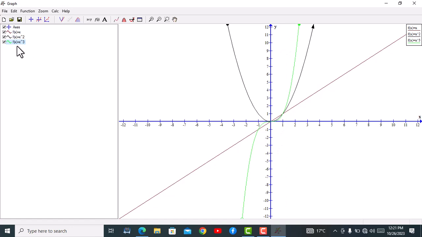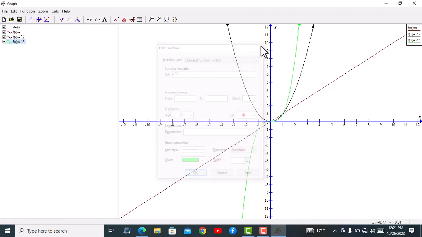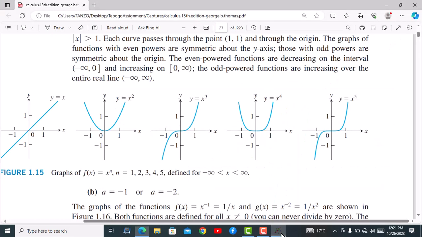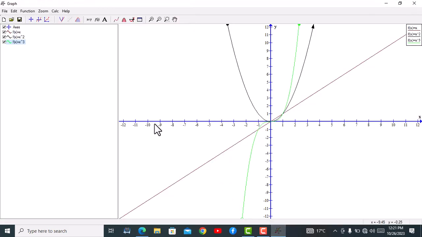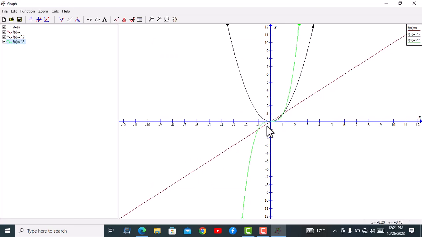So remember what we said. We said it should start with that and end with that. So this is from negative moving like that towards the positive. And remember what you have done here. If you did not specify the argument range, it will by default move from negative infinity to positive infinity, and we have that.